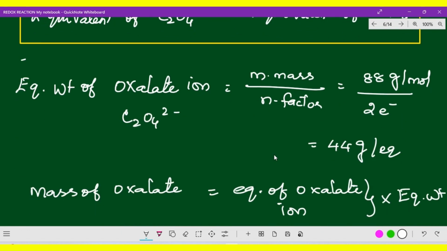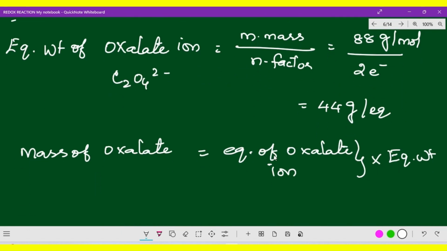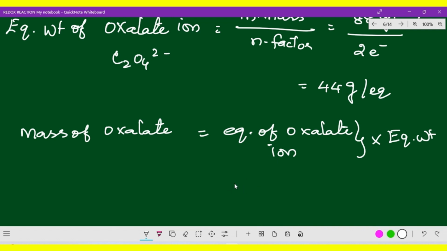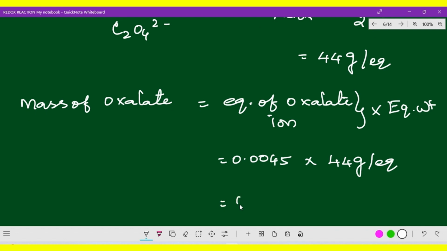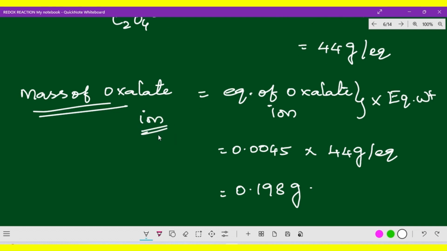Now what we have to identify is the mass of oxalate ion. The value we found there is 0.0045 equivalent, into the mass, 44 gram per equivalent. When you calculate, you will be getting 0.198 gram. You will be getting the mass of oxalate ion. Everything is ion only, because ion only is mentioned in the question.